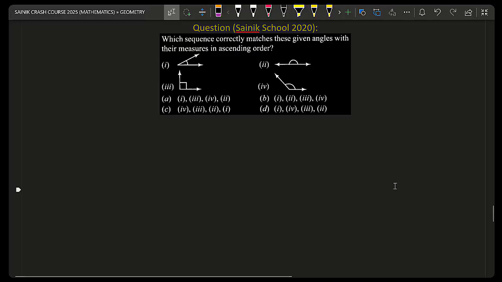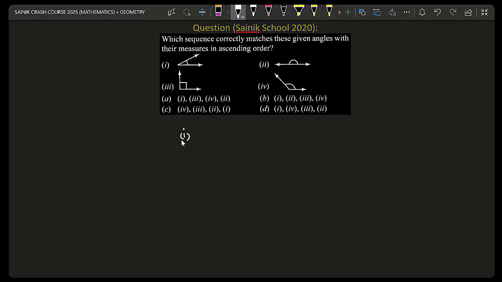Read loudly. Which sequence correctly matches these given angles with their measures in ascending order? What is ascending order, Bhuvana? Smallest to greatest or greatest to smallest? Smallest to greatest. Which measure do you think is the smallest out of all the four? 1. Which type of angle is 1? Acute angle. Very good.